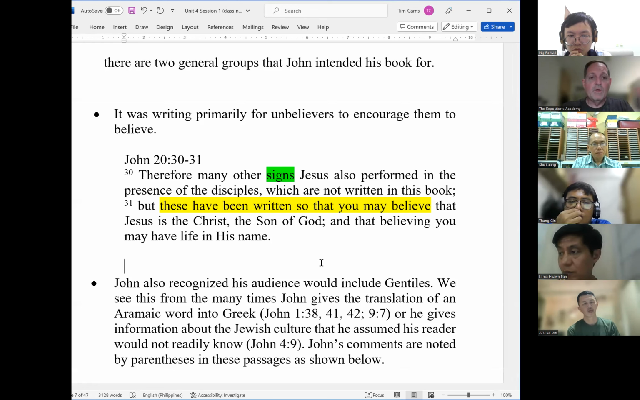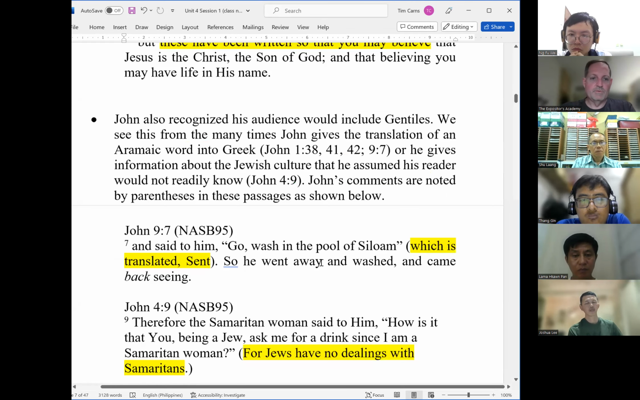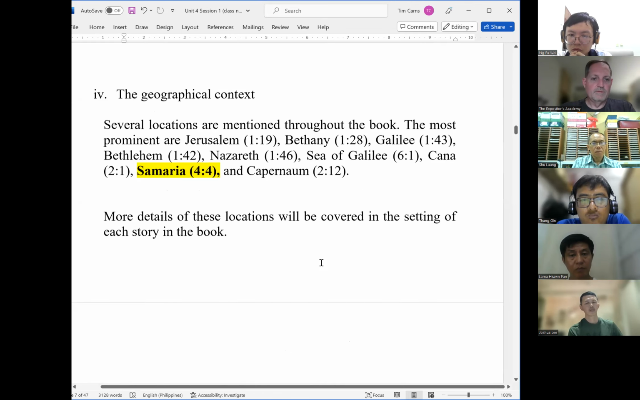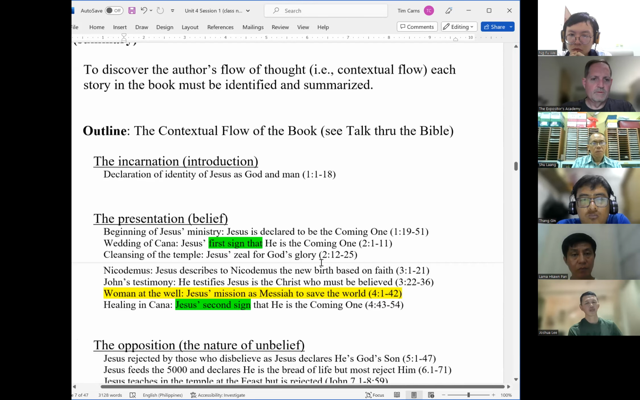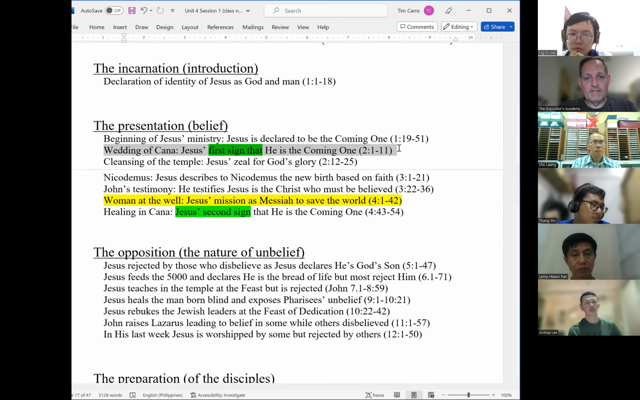Well, what is the first sign? Well, that's why we have the story of the wedding at Cana. It's not in any of the other Gospels. All right? But John included it because it was the first sign, the first miracle that demonstrated Jesus, in this case, is divine. All right? So we see that here, the wedding at Cana. Okay? So it's the first sign that he's the coming one.